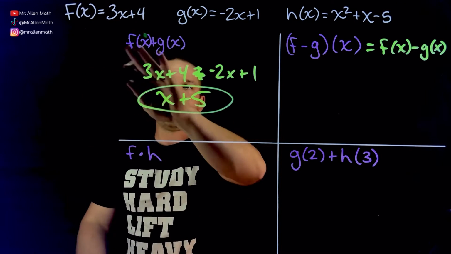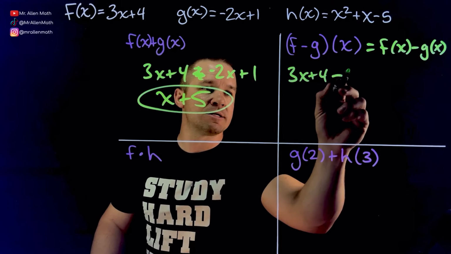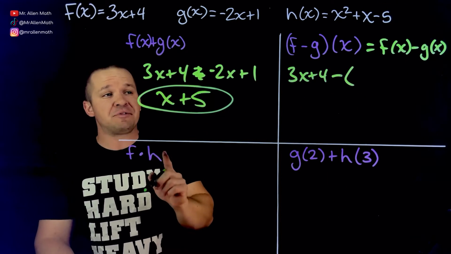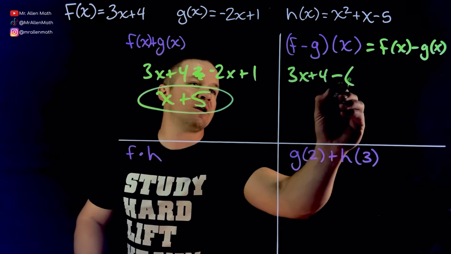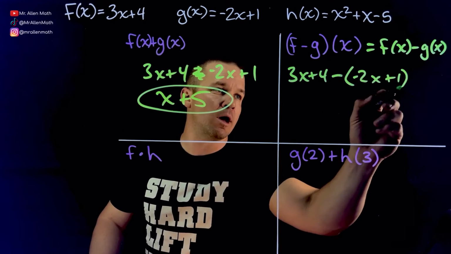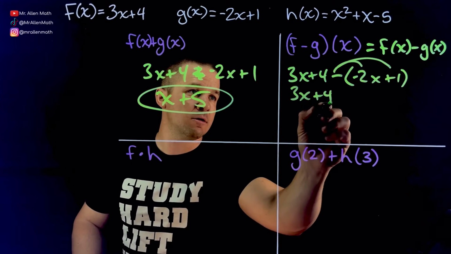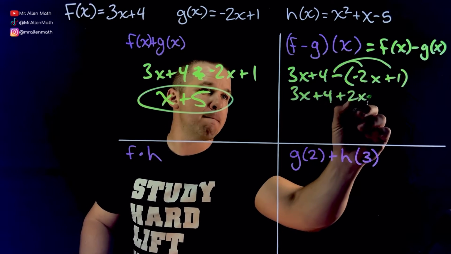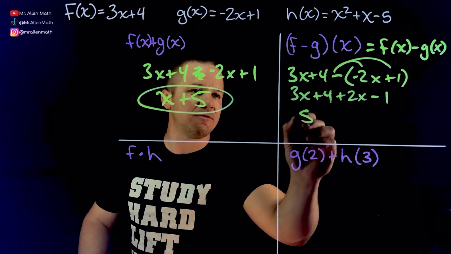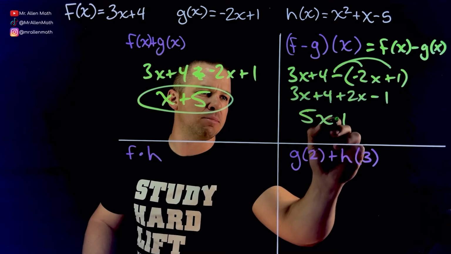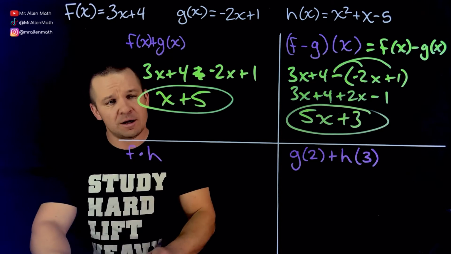So let's write it up. I'd have 3x plus 4 minus, and I'm going to put g in parentheses here because it's subtraction, so we are going to have to distribute there. Negative 2x plus 1. So now I'll distribute my negative into the parentheses. I'd have 3x plus 4 plus 2x minus 1. And now I'll combine my like terms. 3x, 2x, that gives me 5x. 4, negative 1, that gives me plus 3. Bingo bango, we are donezo.